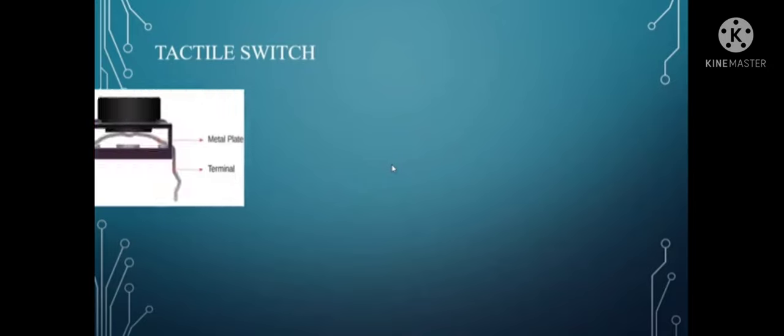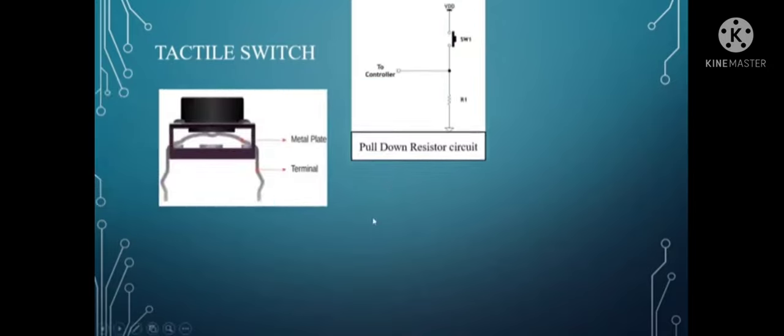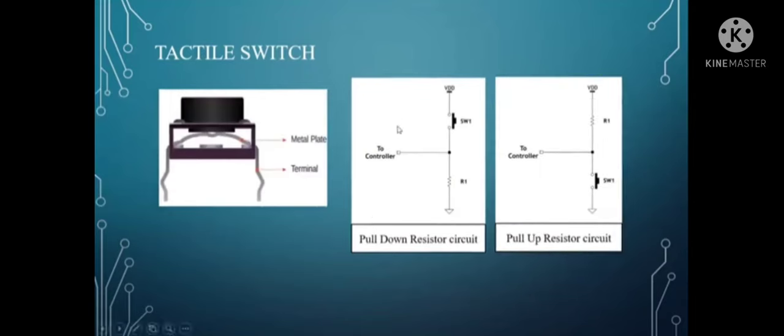Next, tactile switch. This is how the tactile switch looks, and this is the pull down resistor circuit and the pull up resistor circuit. In the pull down resistor circuit, if the switch is open, then the controller will read a 0, as the resistor is grounded. If the switch is closed, the controller will read 1, as the controller will be connected to VDD. In the pull-up resistor circuit, when the switch is open, the controller will be connected to VDD and it will read 1. Then, if the switch is closed, the controller will read 0, as the controller is connected to ground when the switch is closed.